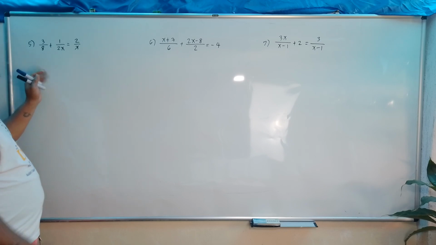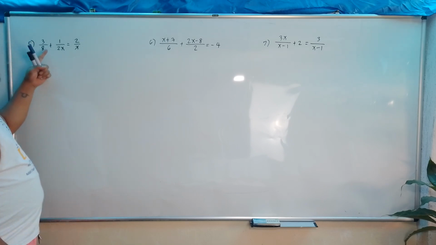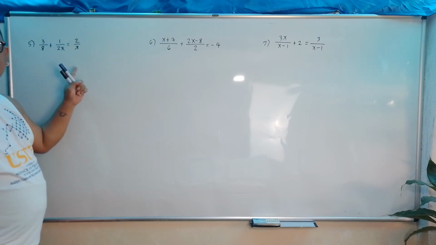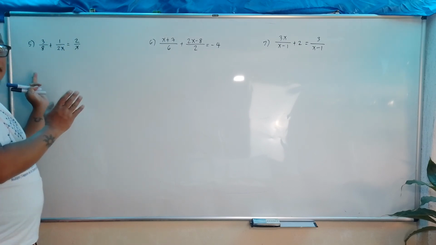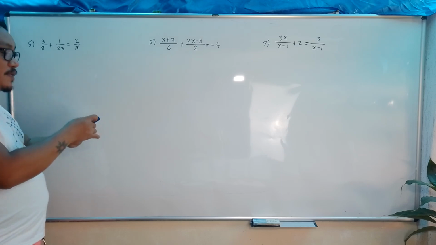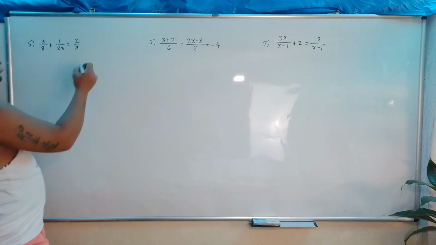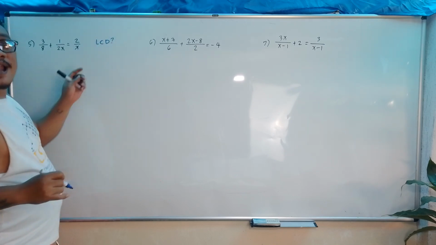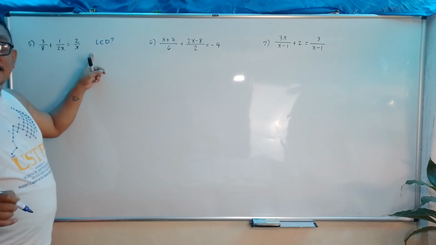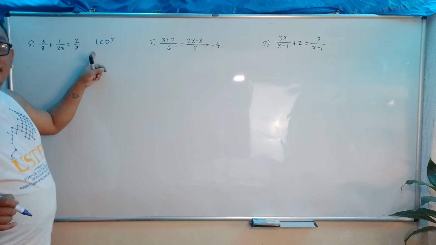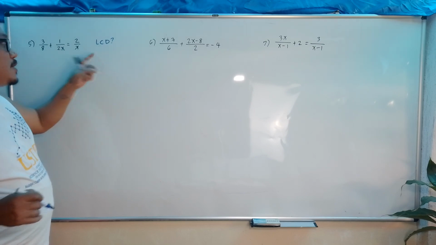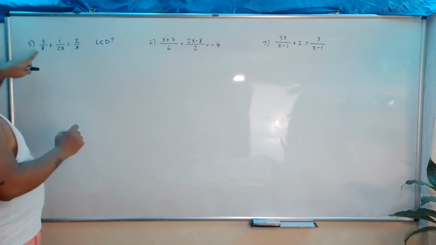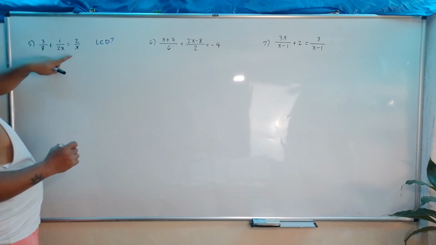Okay, you have here 3 over 8 plus 1 over 2x is equal to 2 over x. Now, in this particular type of problem, you need to identify what is your LCD. Okay? So, kailangan nato kwaon si LCD or si least common denominator. Okay. Now look at the denominators here of these three fractions. You have 8, you have 2x, and you have x.